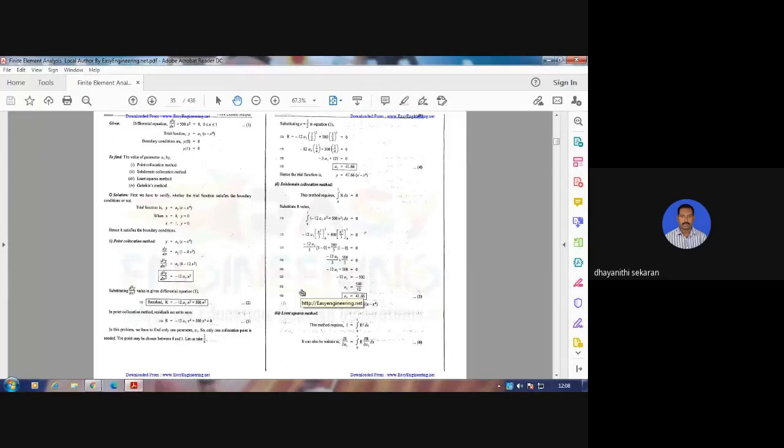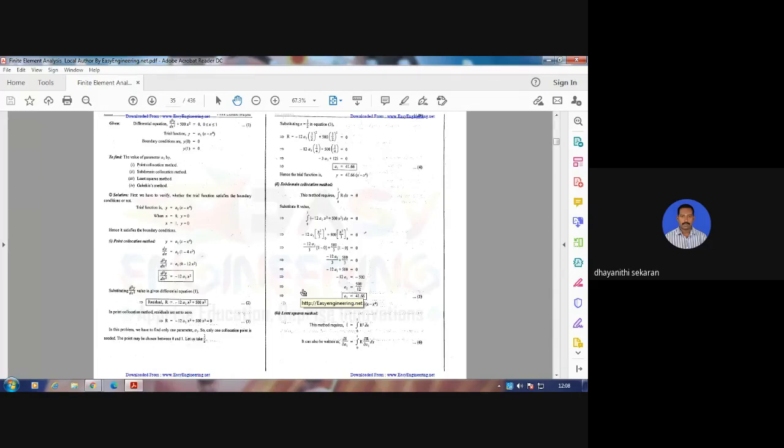In this video, y of 0 equal to 0, y of 1 equal to 0. We have four methods we know very well: point collocation, subdomain collocation, least square, and Galerkin method. The trial function is y equal to a1 into x minus x power 4. At x equal to 0, y equal to 0, and at x equal to 1, y equal to 0.